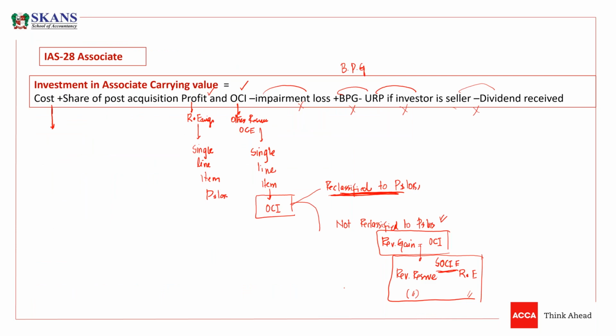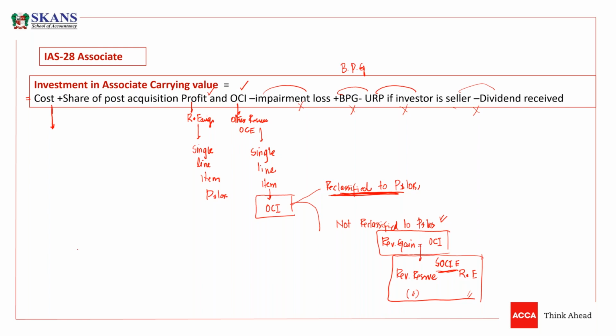And what is the point right now? This is really important. In an investment in associate, we will record the investment at cost on the very first day. And then we will add the share of post-tax profits and OCI, and we will write these in P&L and OCI.